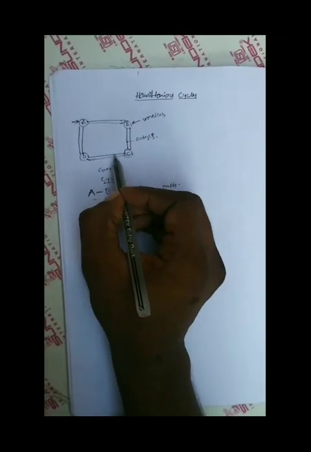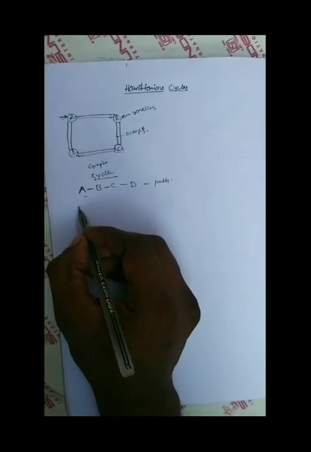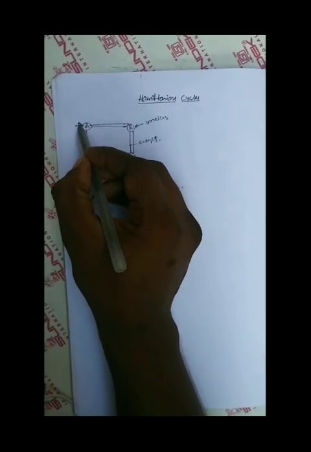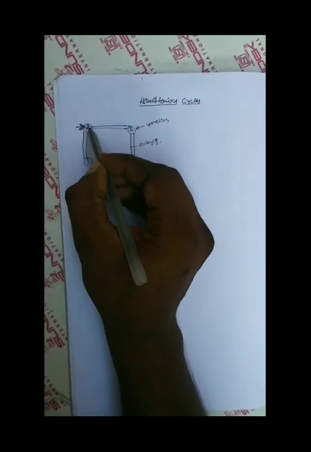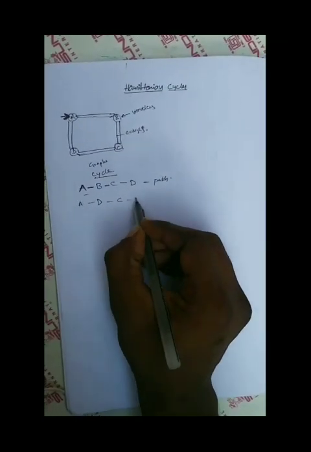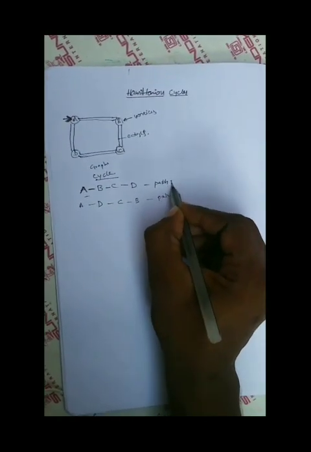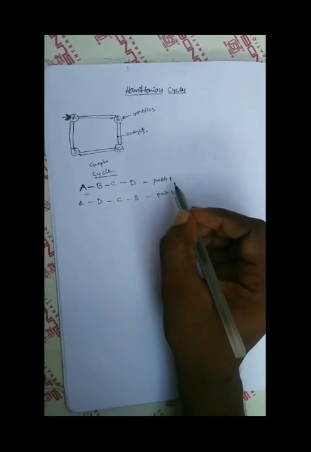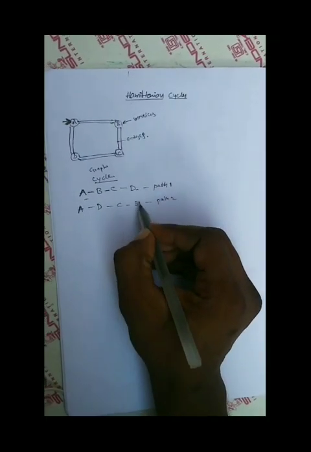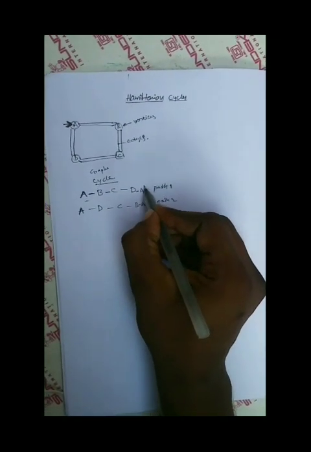As we see, this is an undirected graph, so we can obtain another path, and that will be A to D. A is the starting point, and the next points will be D, C and B. So this is another path. Name it path 2 and this one path 1. So we obtain the paths, and when we reach the same starting point, this is called a cycle.